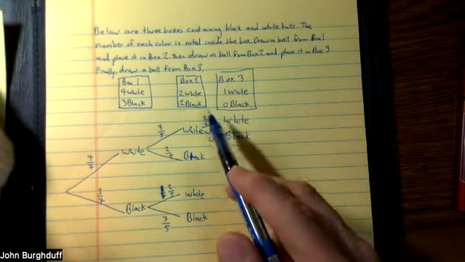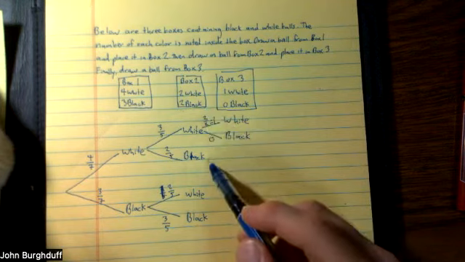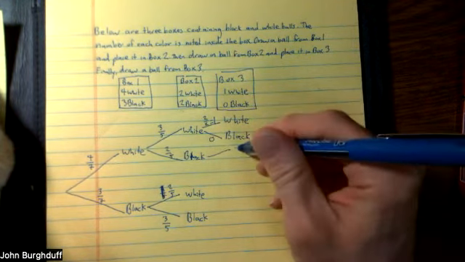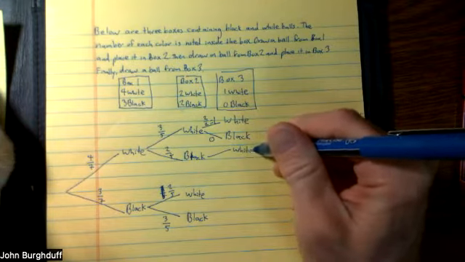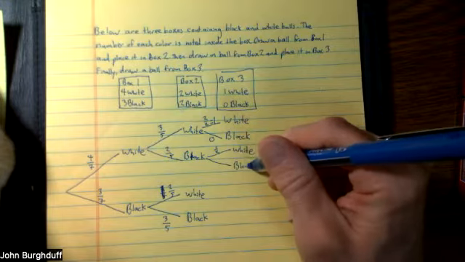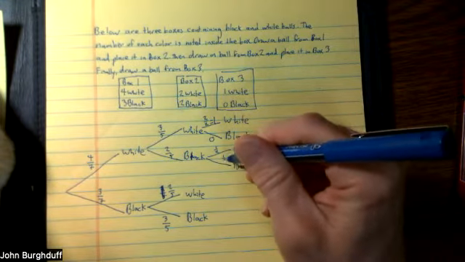Now, on the other hand, if what you pull out of box 2 is black, box 3 now has 1 black ball and 1 white ball. So the probability of drawing white is a half, and the probability of drawing black is also a half.